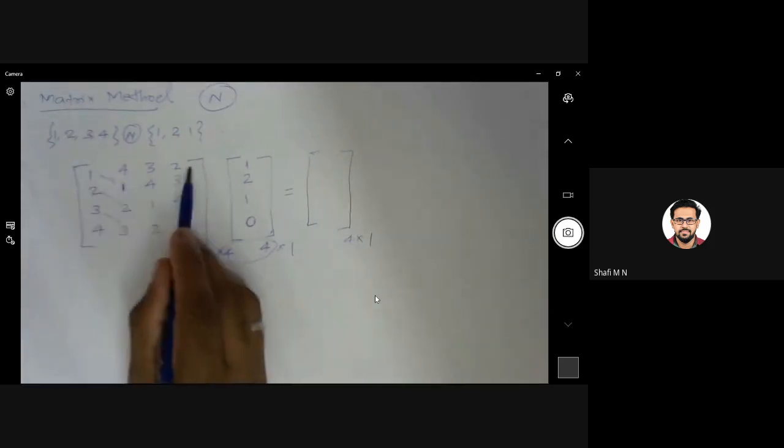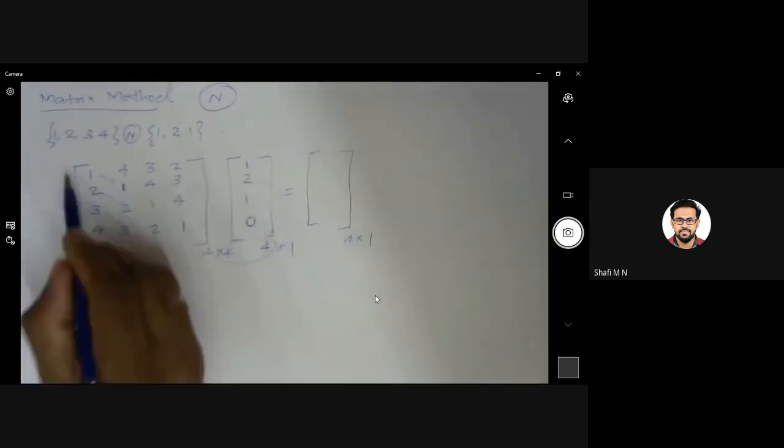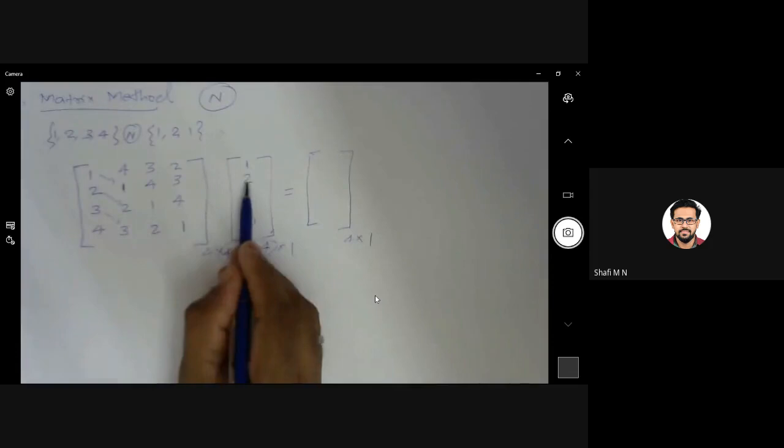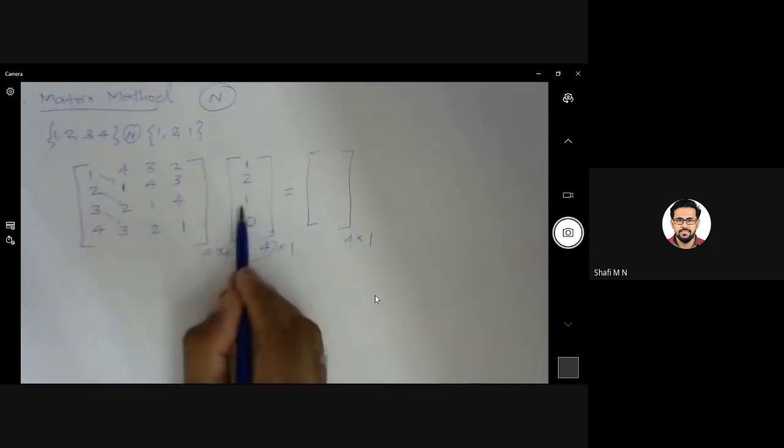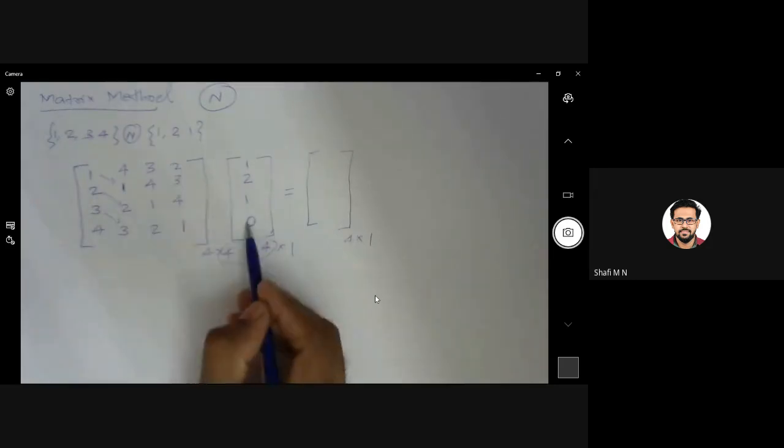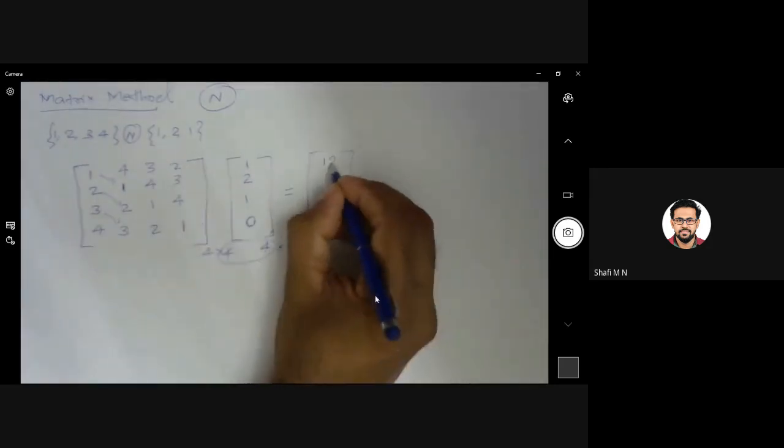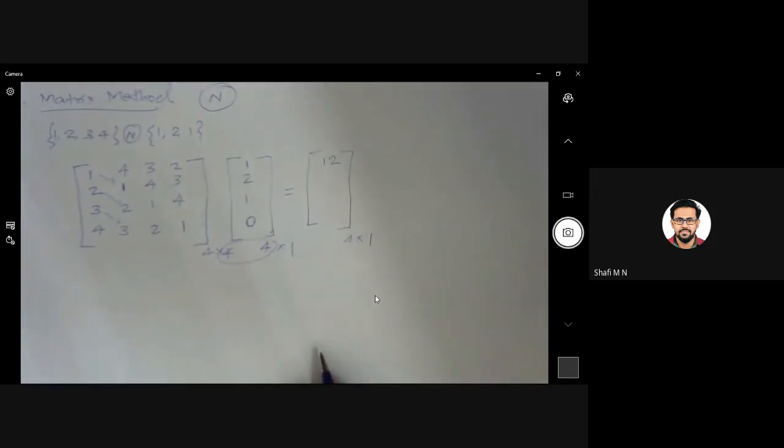Let's multiply that. First row into first column. So 1 into 1, 1, 2 into 4, 8, 8 plus 1, 9, 3 into 1, 3, 9 plus 3, 12, plus 2 into 0, 0. So this will be 12. That will be the first element. This is y of 0.